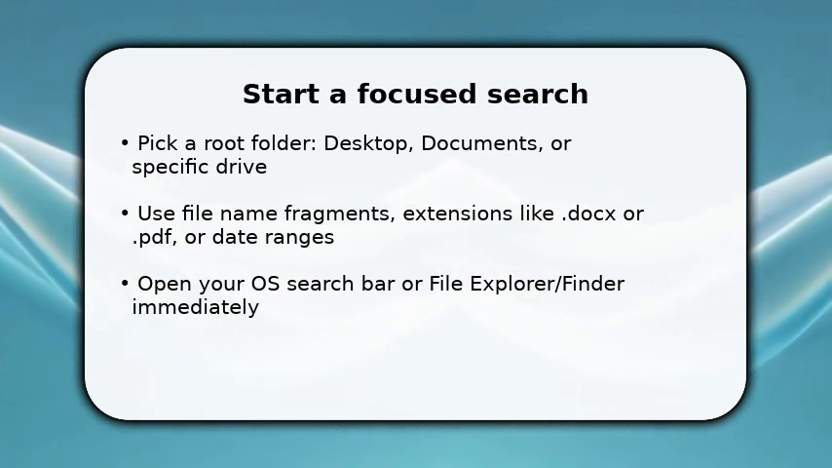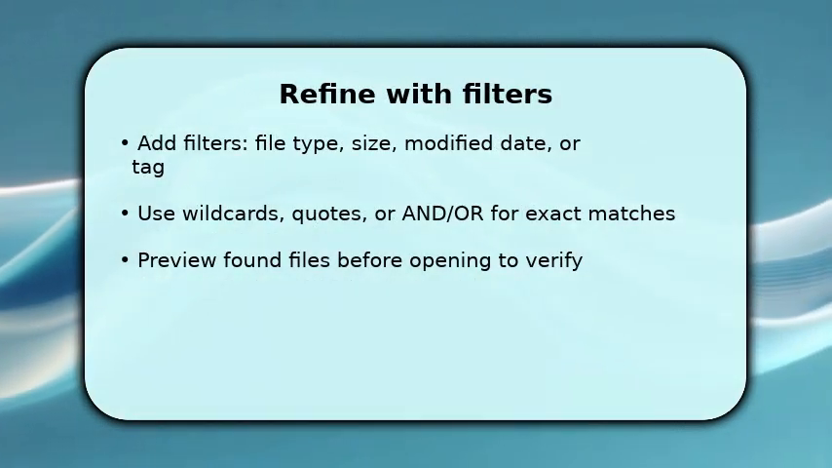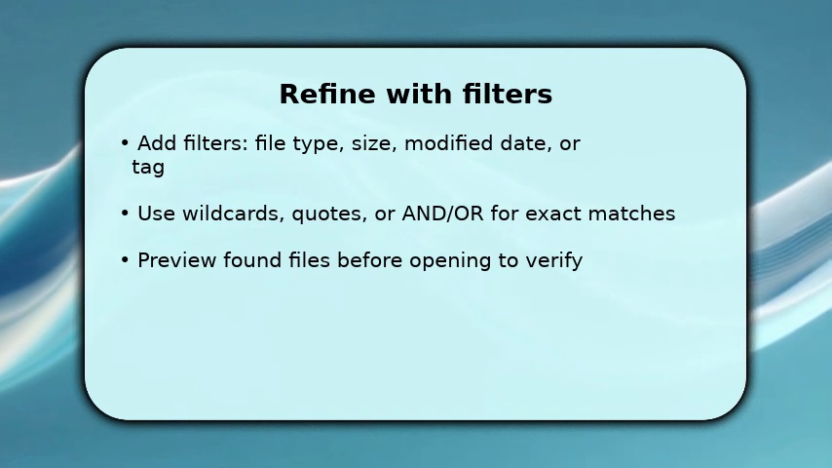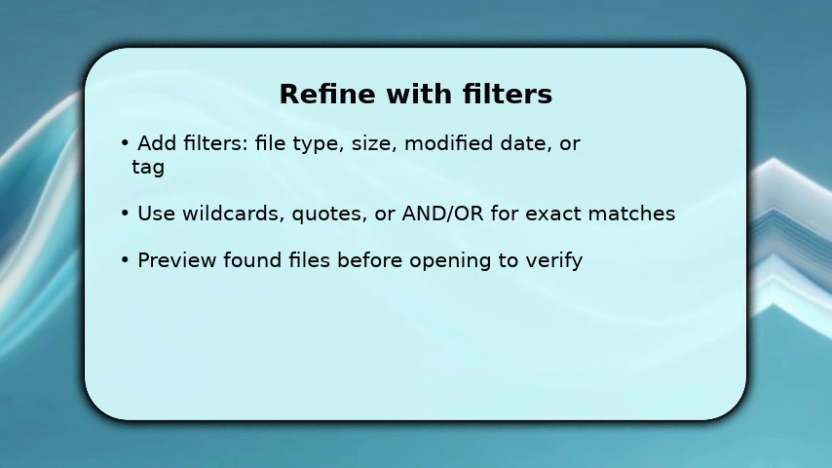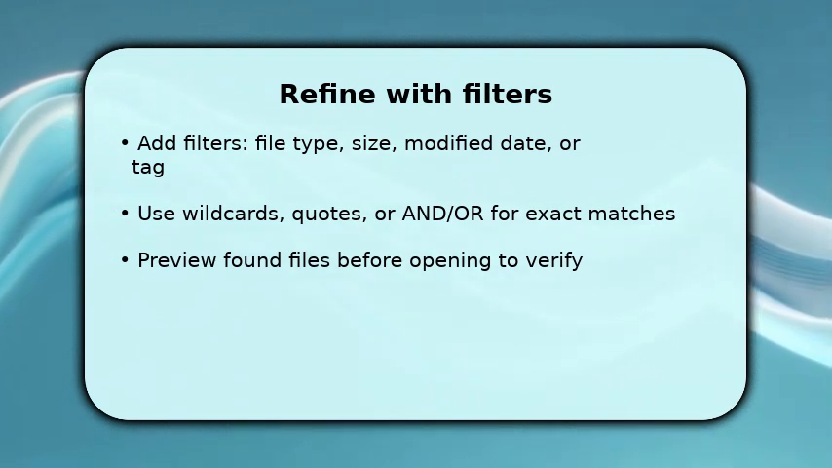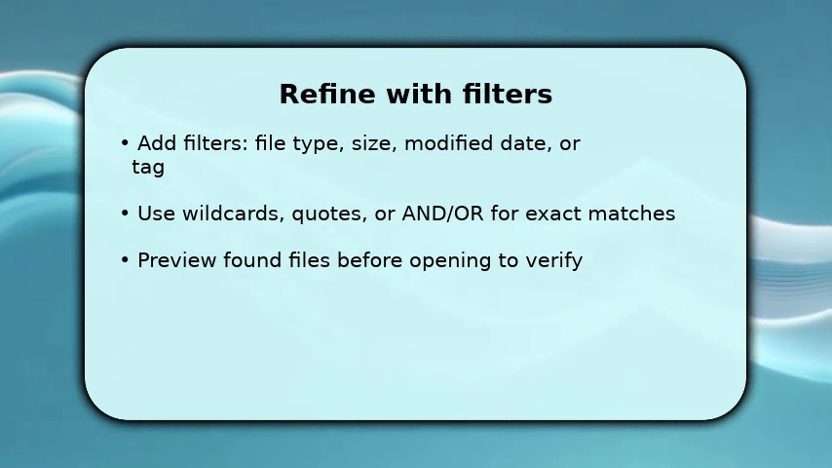Once results appear, refine them with filters to isolate the file. Apply file type, size limits, and modify date ranges. This removes noise and focuses on likely candidates. Use quotes for exact phrases, wildcards for partial matches, and Boolean words like and or to combine criteria. Preview panes or Quick Look let you confirm contents without opening heavy apps, saving time.